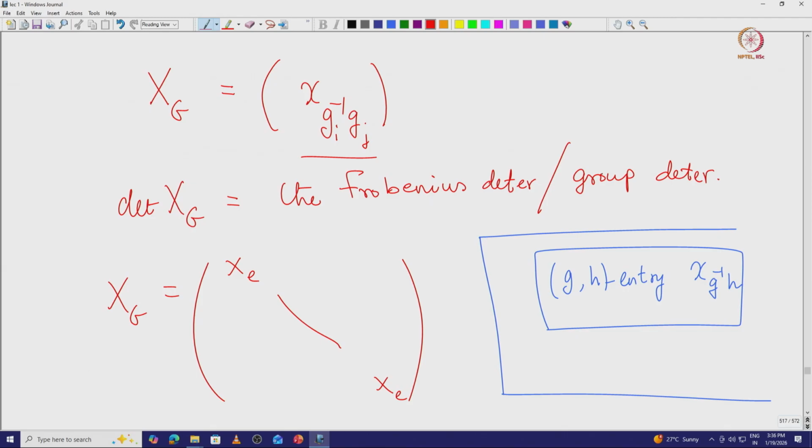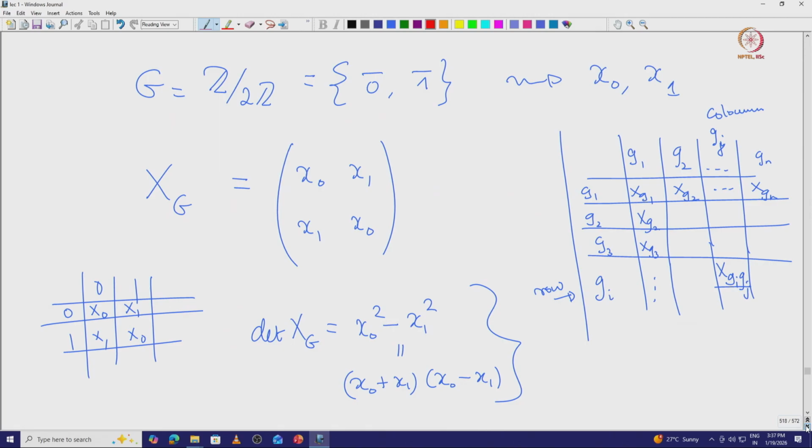And then if you take, for example, the first row, then G1 inverse is actually identity. So what you get here is xg2 etc xgn. Similarly, the first column you are going to get xg2 inverse etc xgn inverse. Okay, so this is the matrix that I am going to talk about. Here things are not going to change because it's a very small example. So we are going to get the same matrix x0 x1 x1 x0.